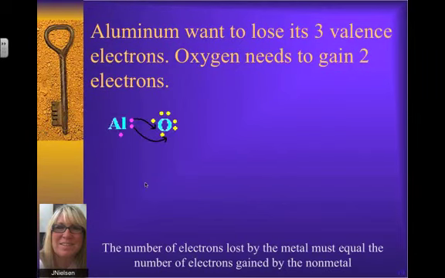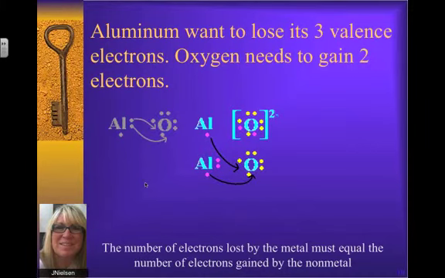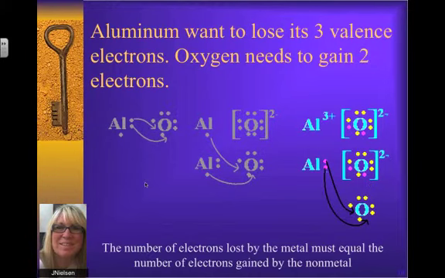This is back to aluminum. This is what I was showing you before. Aluminum wants to give up 3, and each oxygen wants to gain 2. So it takes a total of 2 aluminums and 3 oxygens.